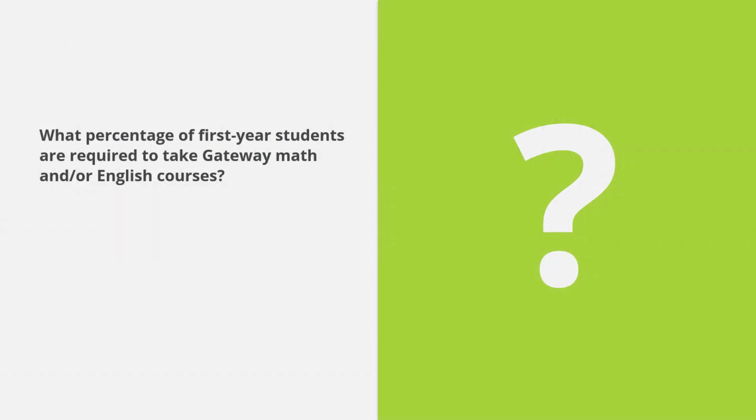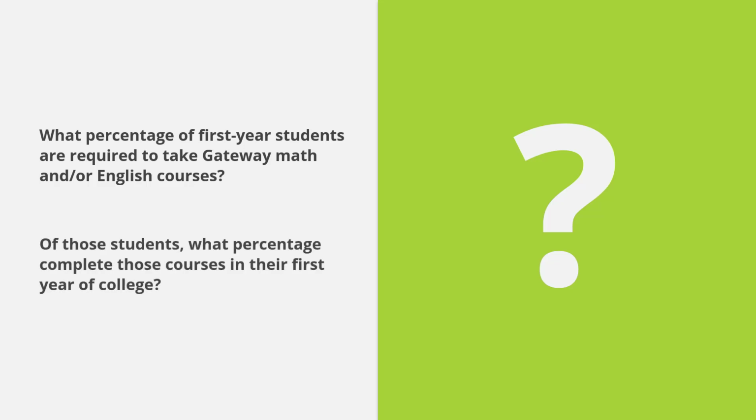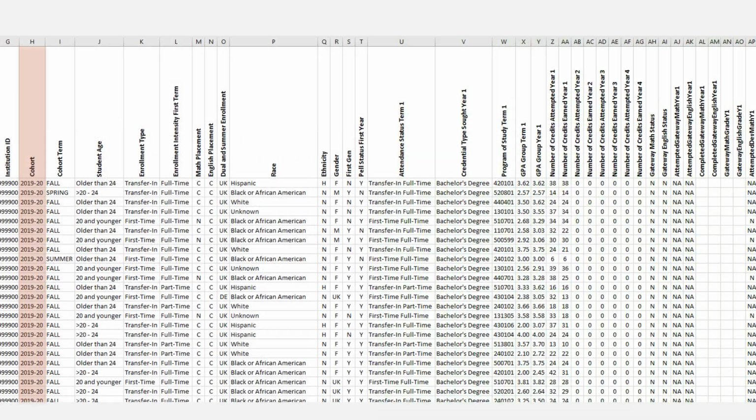Prakesh is now ready to answer Ram's questions. His first question is, what percentage of students are required to take Gateway Math and/or English courses in their first year? Of those students, what percentage completes these courses in their first year of college? While the Gateway Course Completion Dashboard could provide big-picture insights, Ram wants to understand Math Gateway requirements separately and in combination with English Gateway course requirements. Prakesh uses the variable cohort with these Gateway variables to answer those questions.